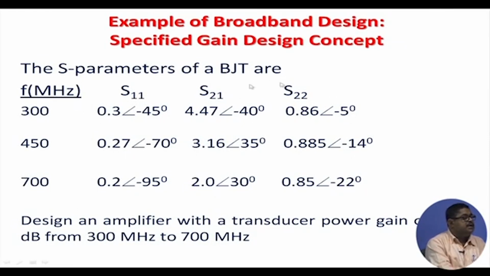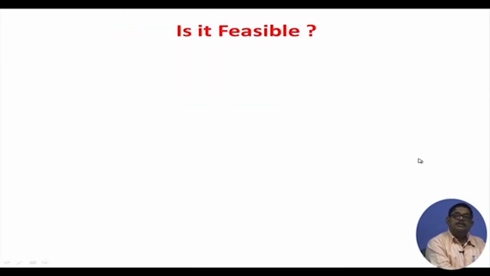Suppose the S parameters of a BJT are given at 300 megahertz, this is the S parameter. You see, we are assuming unilateral, that is why S12 is not specified. Similarly, at 450 megahertz and 700. Now, it is asked to design an amplifier with a transducer power gain of 10 dB from 300 to 700. So, let us see. First let us see whether it is feasible or not.